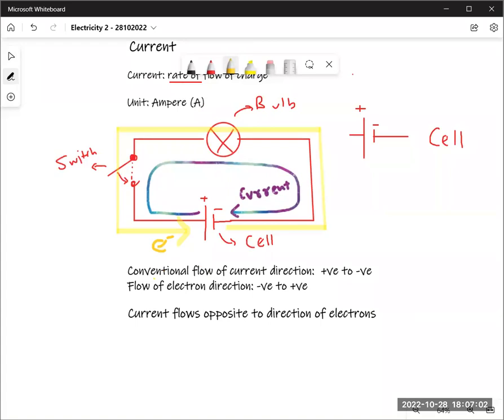Now, conventional basically means accepted, or standard. It's something we all use. Everyone uses this. Now they will not ask you what conventional means. They just ask you where is the flow of electron, or where is the flow of current. So you'll say current is positive to negative always.